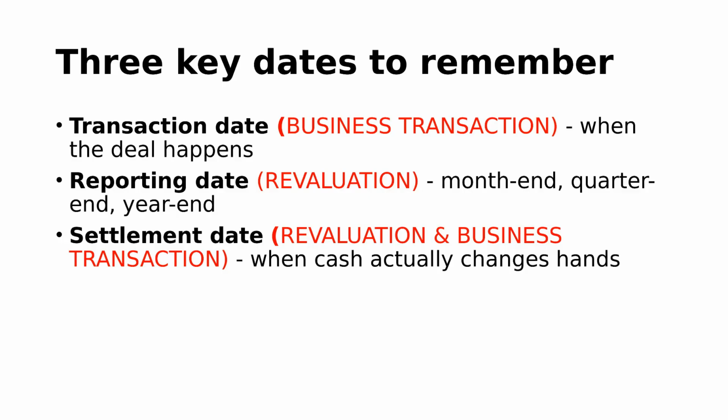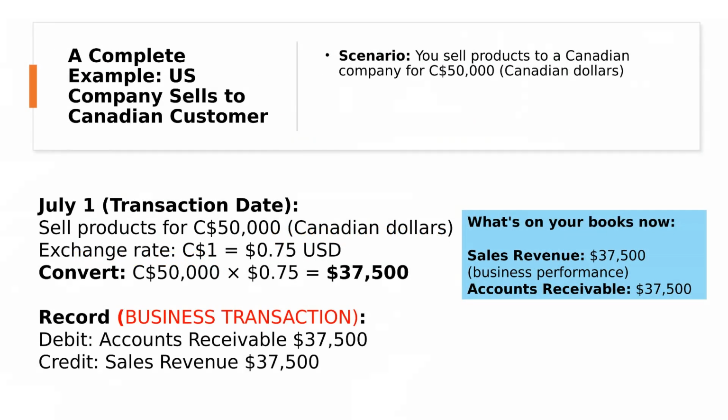Let's dive into a complete step-by-step example to see how these rules work in practice. Imagine you run a U.S. company and you sell products to a Canadian customer for CAD $50,000. On July 1st, which is your transaction date, the exchange rate is CAD $1 equals 75 cents US dollars. To record this sale, you first convert the Canadian dollars to US dollars. $50,000 times 0.75 gives you $37,500. This is the amount you'll use in your accounting records.